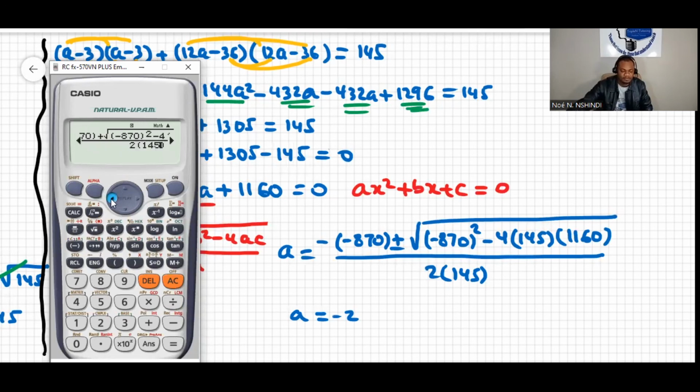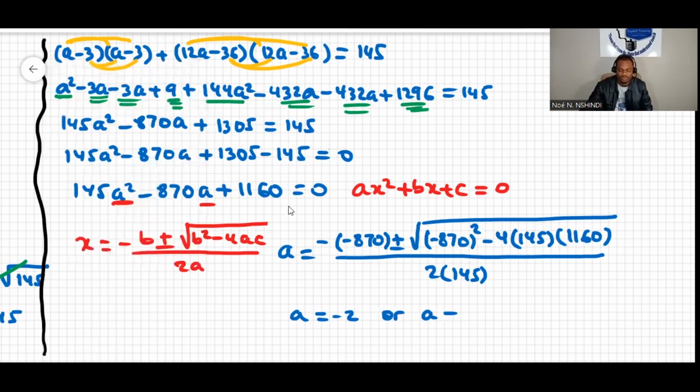Because remember this will generate two values. Oops, I was a bit fast on the calculator there. That was with the positive. Now with the negative, enter, that's negative 4. So a equal to negative 2 or a equal to negative 4.